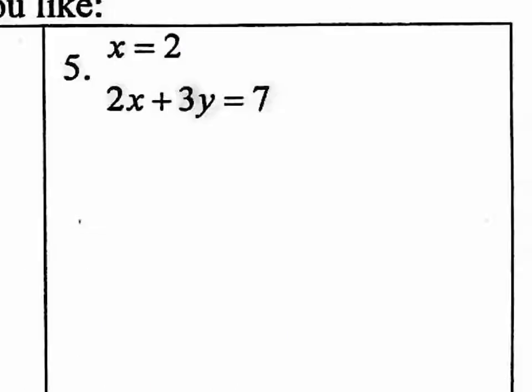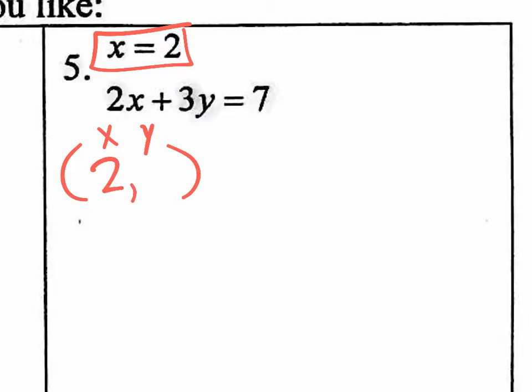Moving on. Number 5. This one's so easy that you might get confused, right? I mean, who would want to graph this? Forget that. This is so easy. Why? Because they tell you x equals 2. I mean, they're giving you an answer. Remember, an answer to a system is the x value and the y value, and they're telling you x equals 2. All you need is the other answer.